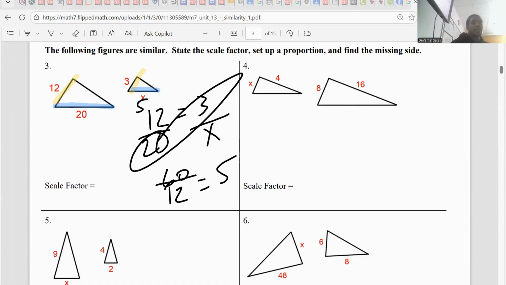Now, based off of that, okay, if I'm looking at this, I can find my scale factor. What's my scale factor? So if I go from 12 to 3, what did I do? I divided by 4. If I go from 20 to 5, what did I do? I divided by 4. So what's my scale factor? I went from a larger shape to a smaller shape. It's 1/4.